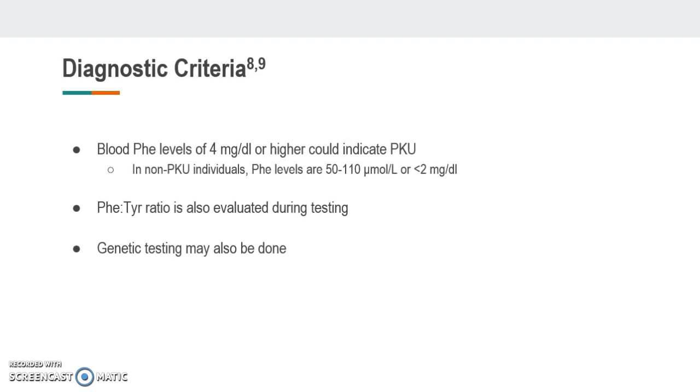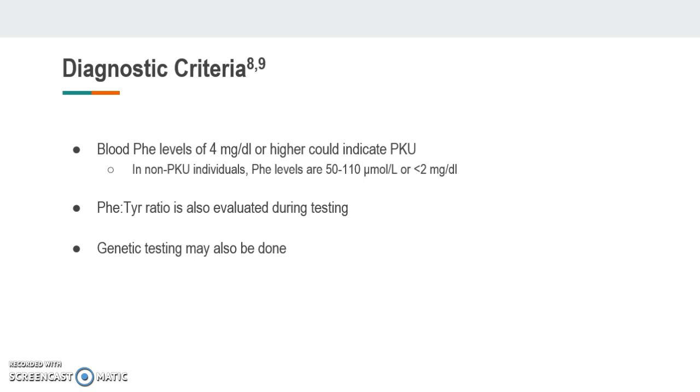If results come back with blood phenylalanine levels of 4 milligrams per deciliter or higher, this could indicate PKU. In non-PKU individuals, blood Phe levels are typically 50 to 110 micromoles per liter or less than 2 milligrams per deciliter. An altered ratio of phenylalanine to tyrosine in the untreated state with normal BH4, or tetrahydrobiopterin, cofactor is also evaluated. If the Phe-tyrosine ratio is greater than 3:1, this indicates PKU.